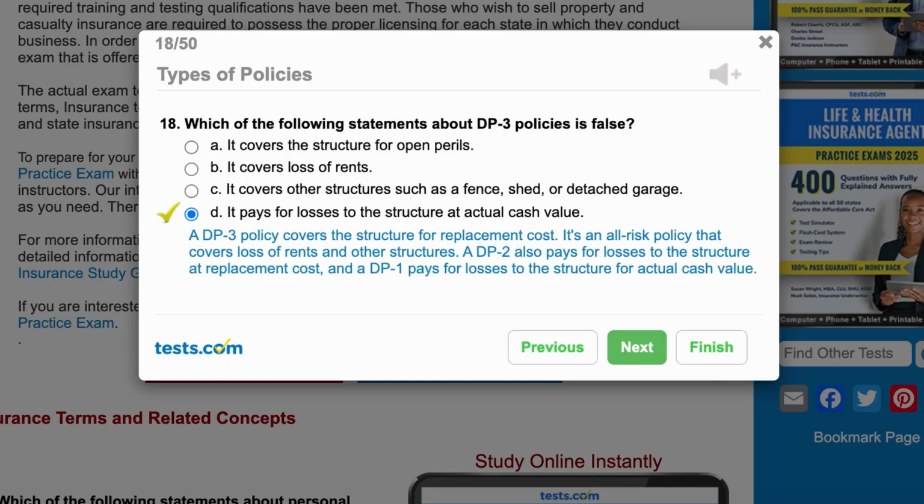A DP3 policy covers the structure for replacement cost. It's an all-risk policy that covers loss of rents and other structures. A DP2 also pays for losses to the structure at replacement cost, and a DP1 pays for losses to the structure for actual cash value.